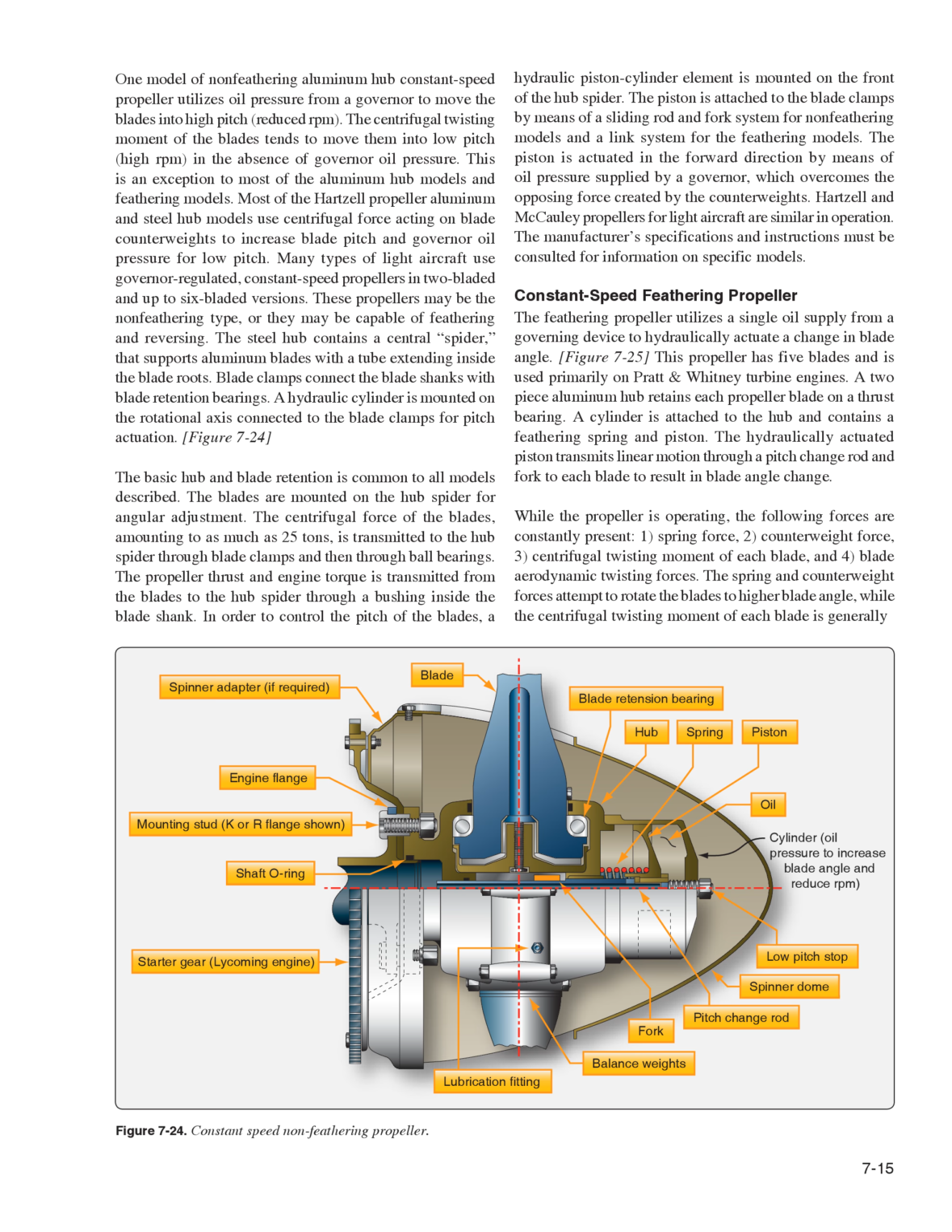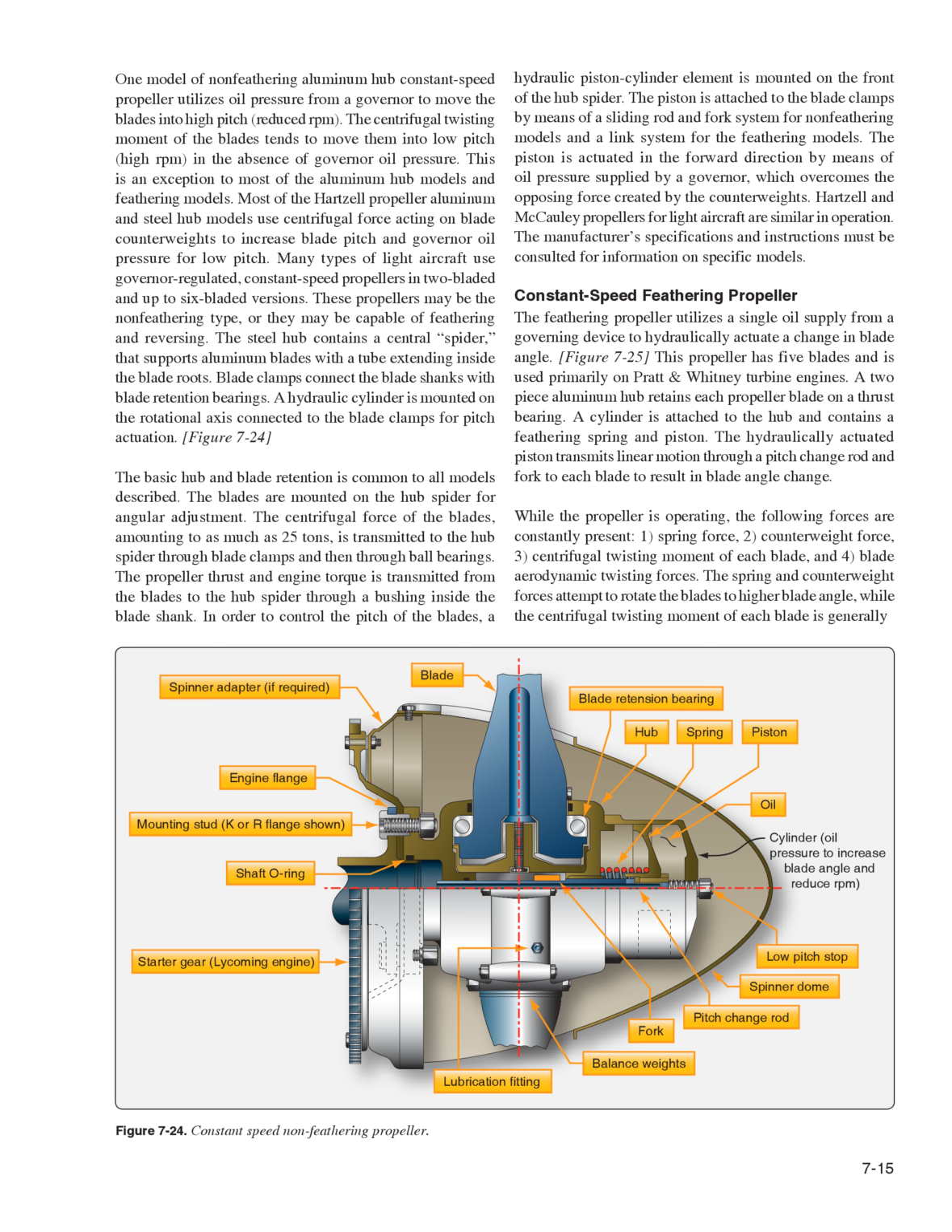Constant speed feathering propeller. The feathering propeller utilizes a single oil supply from a governing device to hydraulically actuate a change in blade angle. Figure 725. This propeller has 5 blades and is used primarily on Pratt & Whitney turbine engines. A 2-piece aluminum hub retains each propeller blade on a thrust bearing. A cylinder is attached to the hub and contains a feathering spring and piston. The hydraulically actuated piston transmits linear motion through a pitch change rod and fork to each blade to result in blade angle change.